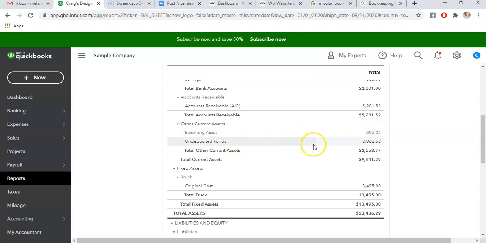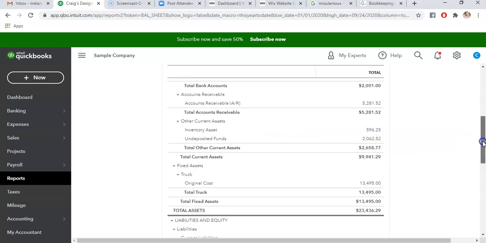One thing you do not want to have is a line of undeposited funds. So if you have this line, you want to figure out where those funds actually went. Possibly you accidentally deleted or put them into your owner's equity, your own personal account, or maybe they really did go into your checking account and you really just need to match those payments up correctly in QuickBooks. But you should not have any undeposited funds.